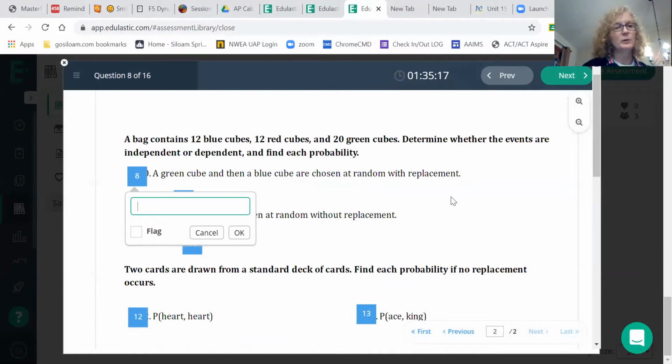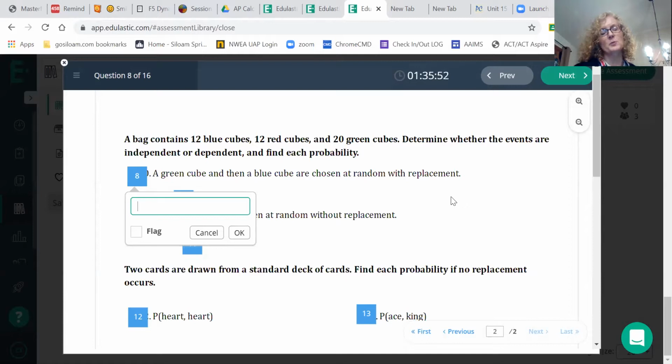A green cube and a blue cube are chosen at random with replacement. So we got a green cube and then a blue cube. So let's see, the bag contains 12 blue, 12 red, and 20 green. Determine whether the events are independent or dependent and find each probability. First of all, how many cubes are in the bag? 12 red plus 12 blue is 24, plus 20 green, I do believe that's 44 cubes.